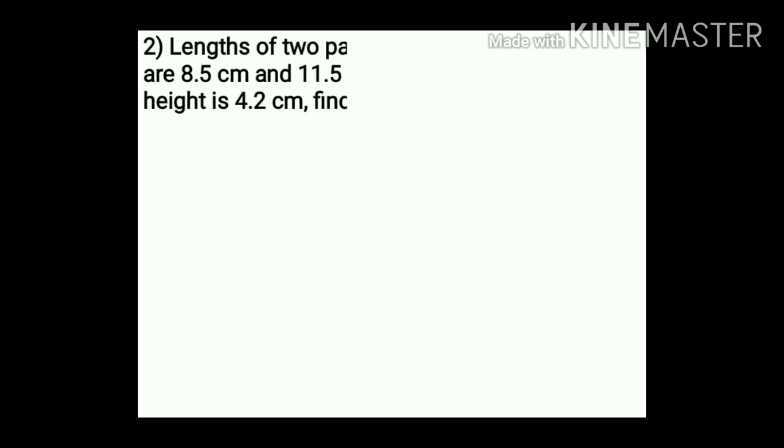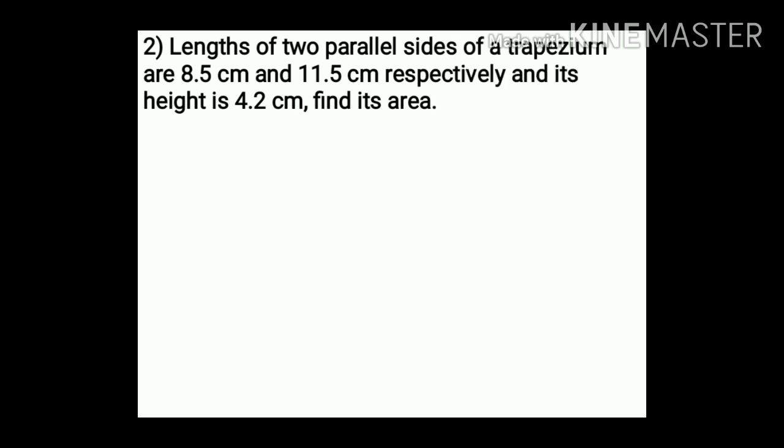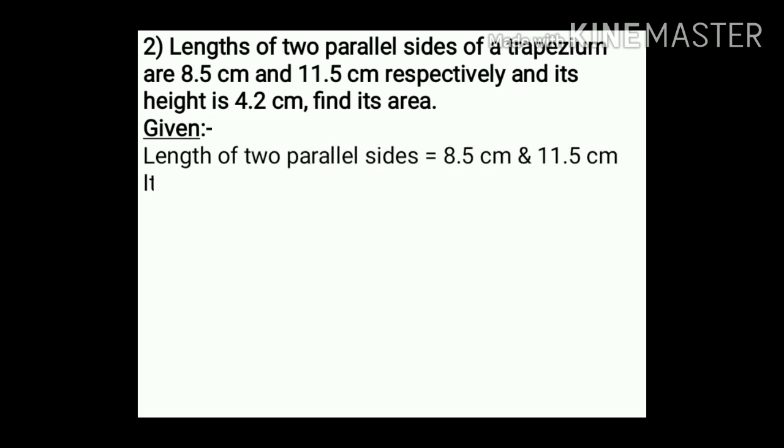Lengths of two parallel sides of a trapezium are 8.5 cm and 11.5 cm respectively, and its height is 4.2 cm. Find its area. Here, children, the length of two parallel sides is given and height is given. So here we use the formula, children, area of trapezium. First of all, we write given: lengths of two parallel sides equal to 8.5 cm and 11.5 cm. Its height equal to 4.2 cm.